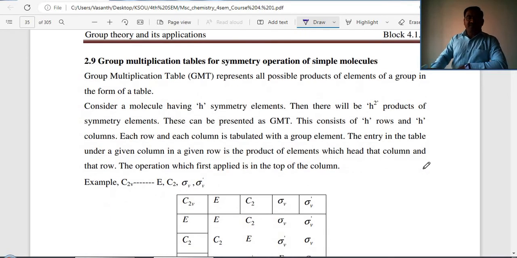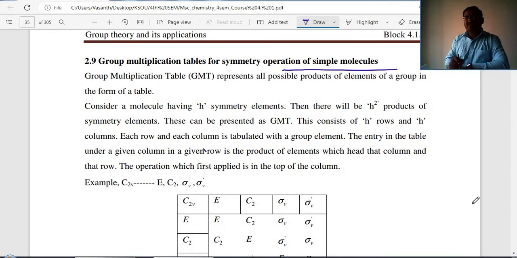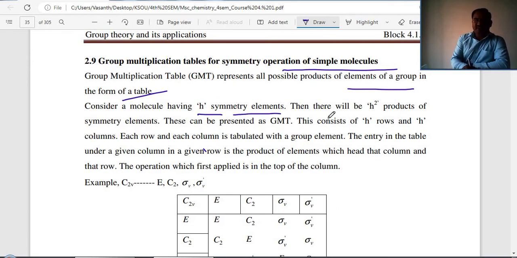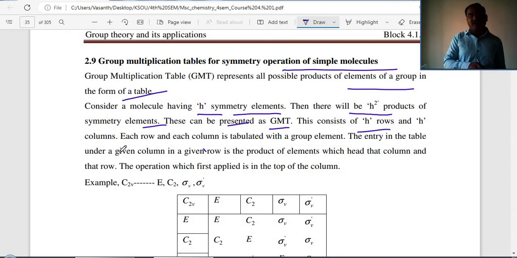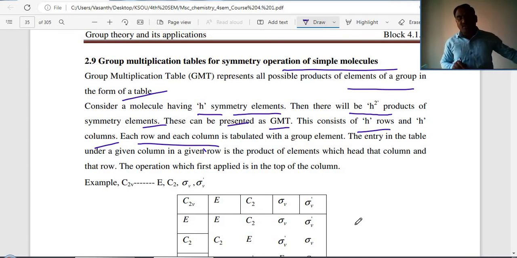How to construct group multiplication tables for symmetry operations of simple molecules? First we have to construct the group multiplication table, which represents all possible products of elements of a group. Consider a molecule having 8 symmetry elements. Then there will be 8 squared products of symmetry elements. These can be presented as a GMT, group multiplication table. It consists of 8 rows and 8 columns. Each row and each column is headed by a group element.